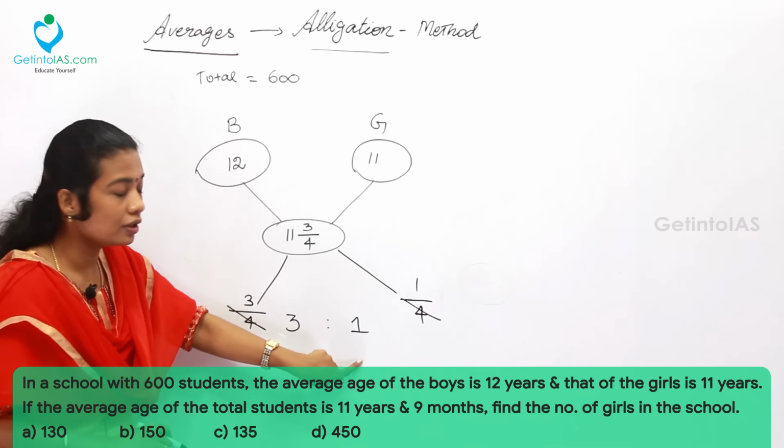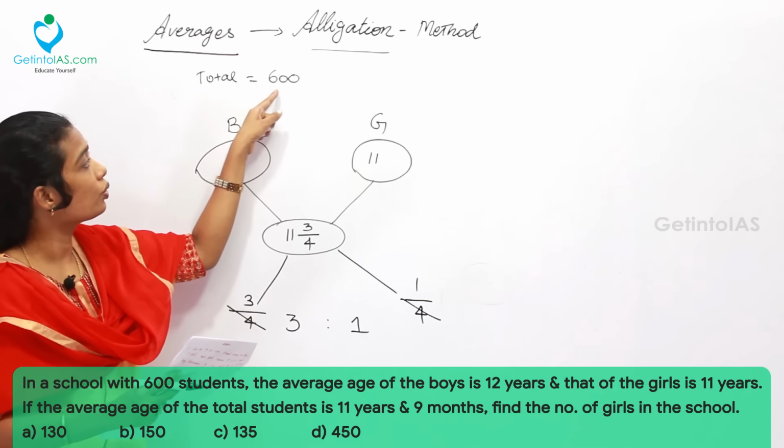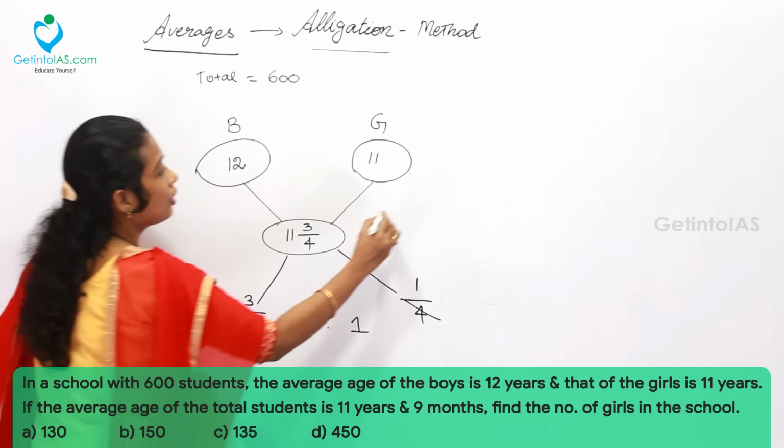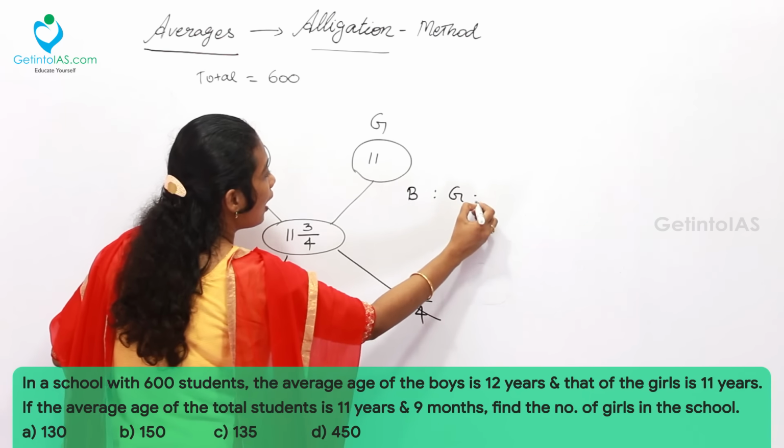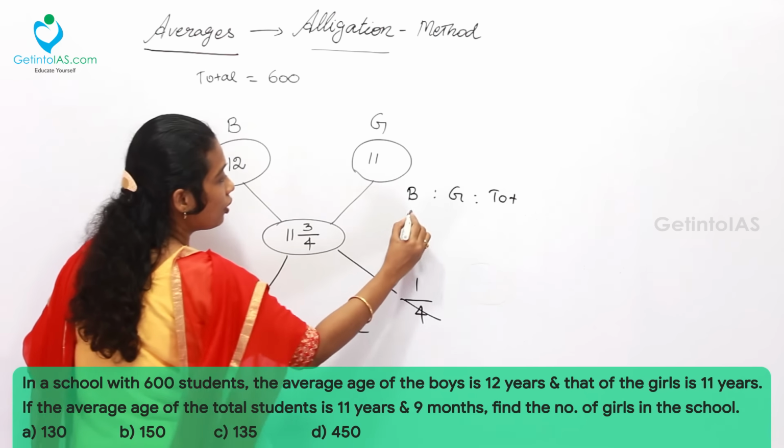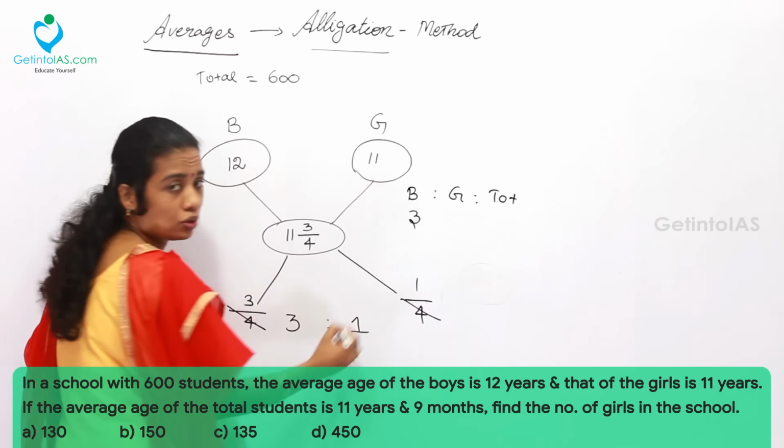Finally, what is required? The number of girls is to be found, but the clue given here is that the total number of students is 600. The ratio for boys is 3, for girls it is 1 part. The total is 3 plus 1, 4 parts. It corresponds to the value 600. So the total value of 4 is 600. Divide 600 by 4: 15 times 4 is 60, so 150. Everywhere if you multiply with 150, you will get the answer.